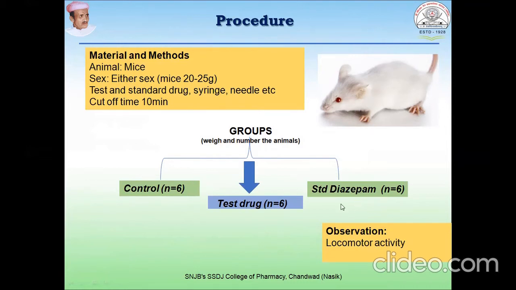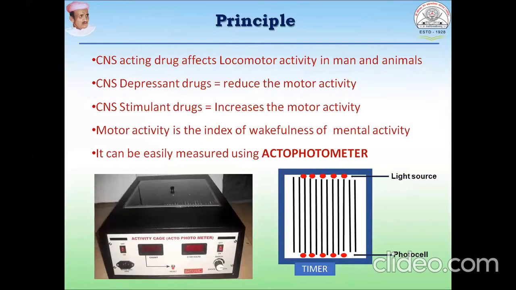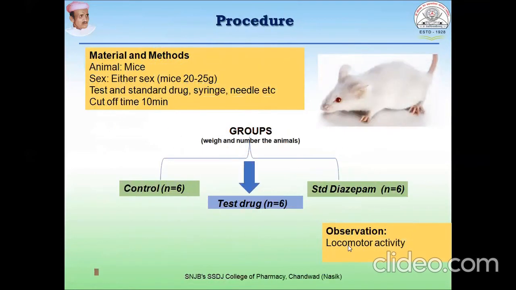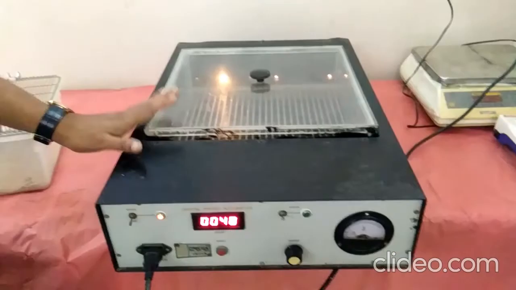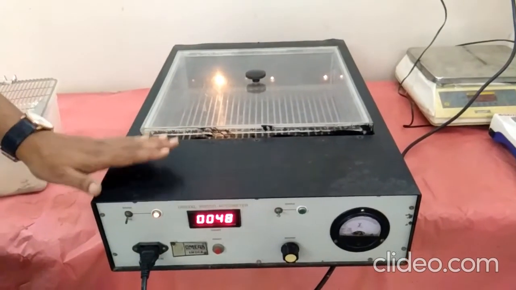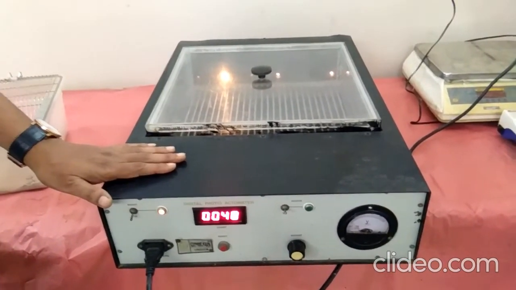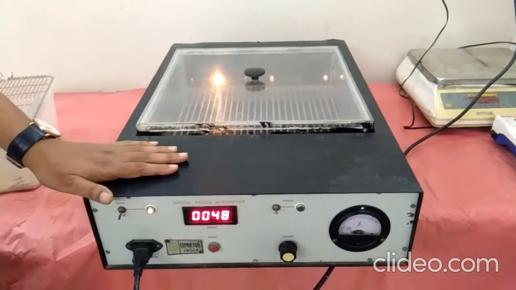And what you have to observe is the locomotor activity of the animal. Now here you can observe that when you keep the animal here, the animal tries to cross this beam, and the number of times the animal crosses this beam, that number will appear on this counter. So how this experiment is carried out, we will just see the experiment. This is the photoactometer. It is used for the screening of drugs for CNS depressant and CNS stimulant activity.